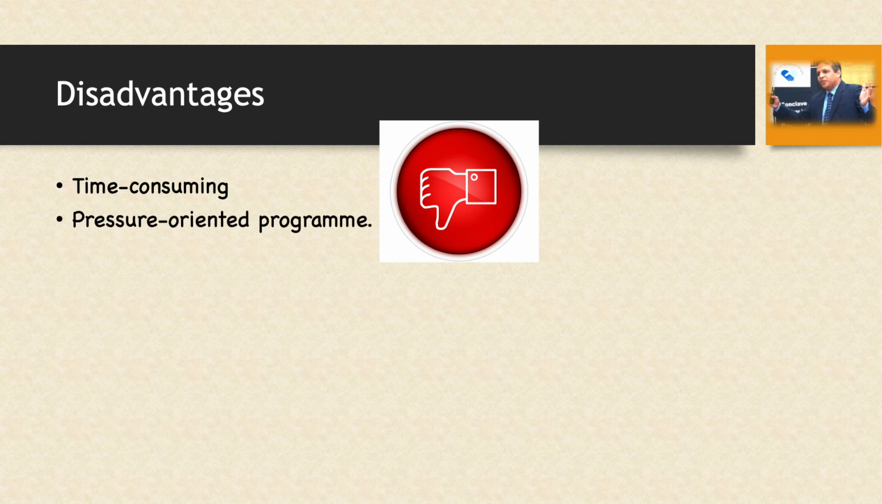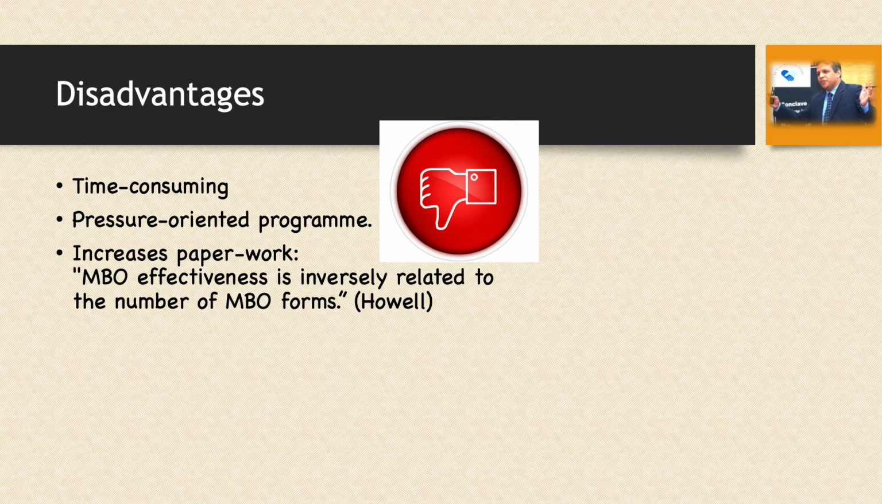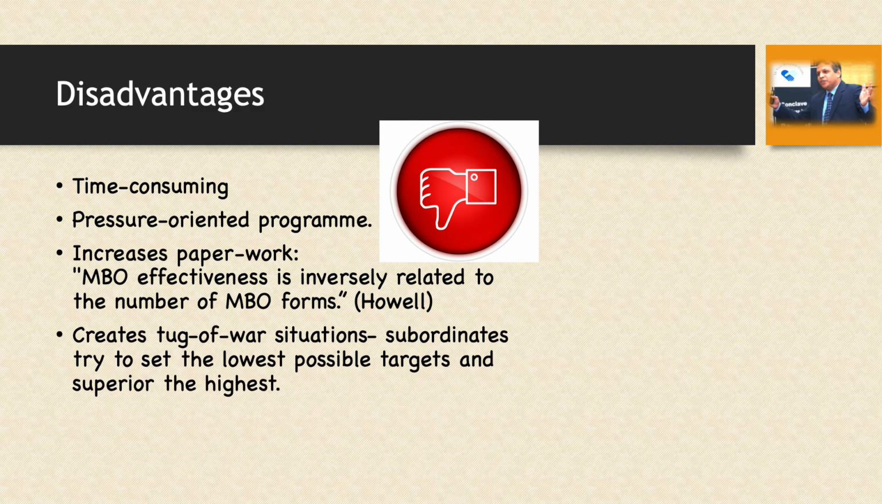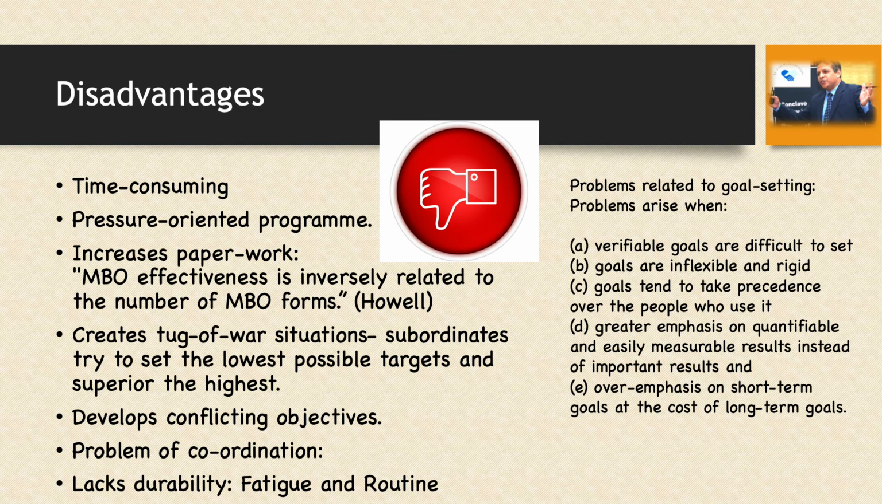It is time consuming. It is a pressure-oriented program. It increases paperwork. Howell had famously commented, MBO's effectiveness is inversely related to the number of MBO forms. It often creates a tug-of-war situation between subordinates trying to set the lowest possible targets and the superiors trying for the highest. It sometimes develops conflicting objectives. There are problems in coordination and lack of durability. Fatigue and routineness sets in.